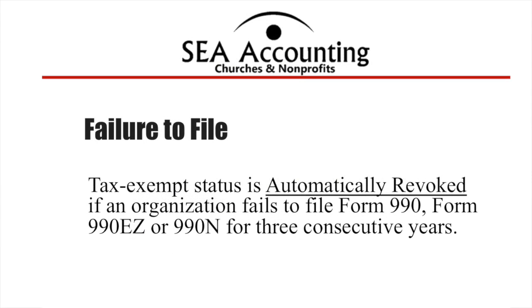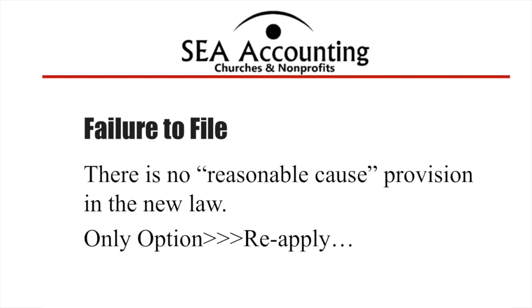Now, what would happen if you fail to file? Well, failure to file your 990 can result in you being automatically revoked. Tax exempt status is automatically revoked if an organization fails to file its Form 990, Form 990EZ, or 990N for 3 consecutive years. Now, there is no reasonable cause provision in this new law, and this simply means that if you are automatically revoked, or revoked for any reason, your only option is to reapply.